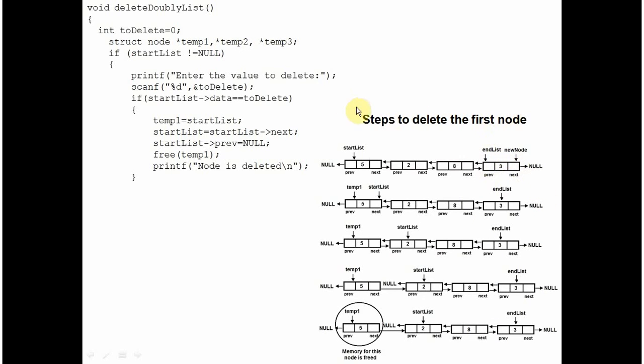Let's assume that the user wants to delete the first node. When this function is executed, it will check if the start list is not null. If it is not null, then it will go in the if block. But if it is null, then it will go in the else block. When start list is null, that means the doubly linked list is not yet created. In that case, it will simply display a message that the doubly linked list is empty. But if start list is not null, that means there is at least a single node in the doubly linked list.